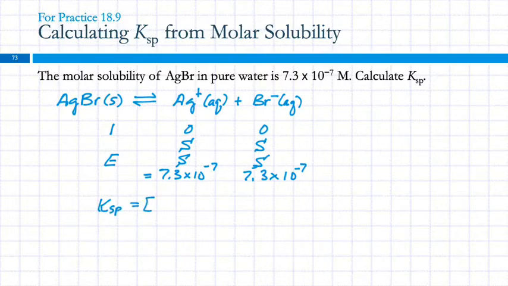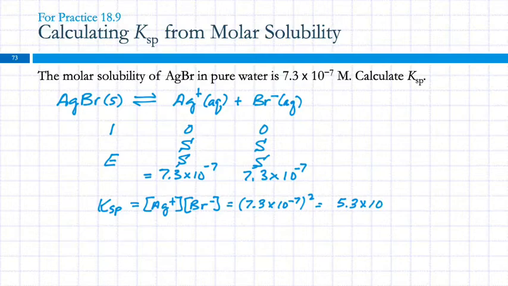KSP equals silver concentration times bromide concentration. 7.3 times 10 to the minus 7 squared. 5.3 times 10 to the minus 13. Any questions?